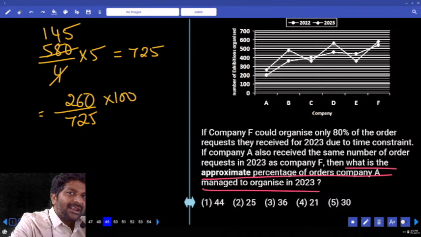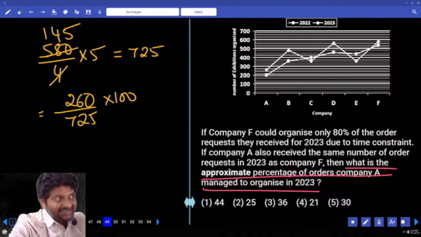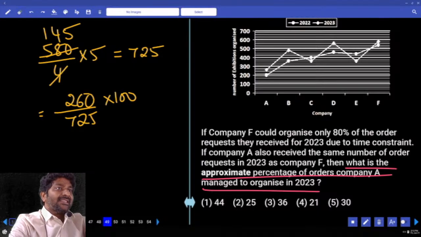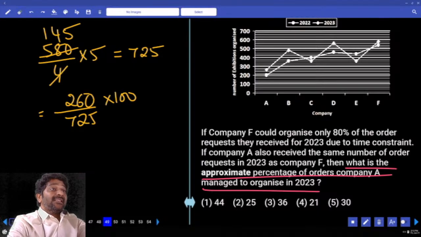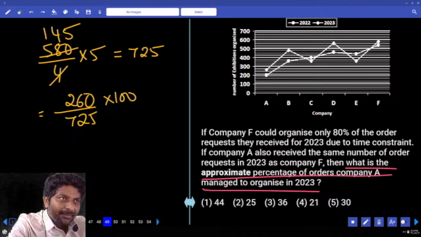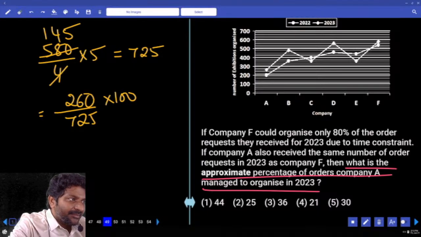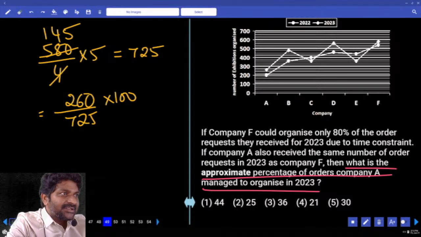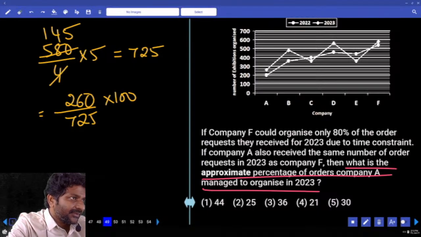More than 3, less than 4. That means the answer must be more than 30 and less than 40. Are you getting my point? More than 3 times, less than 4 times. Understood the point? So the answer will be between 30 and 40. Clear?